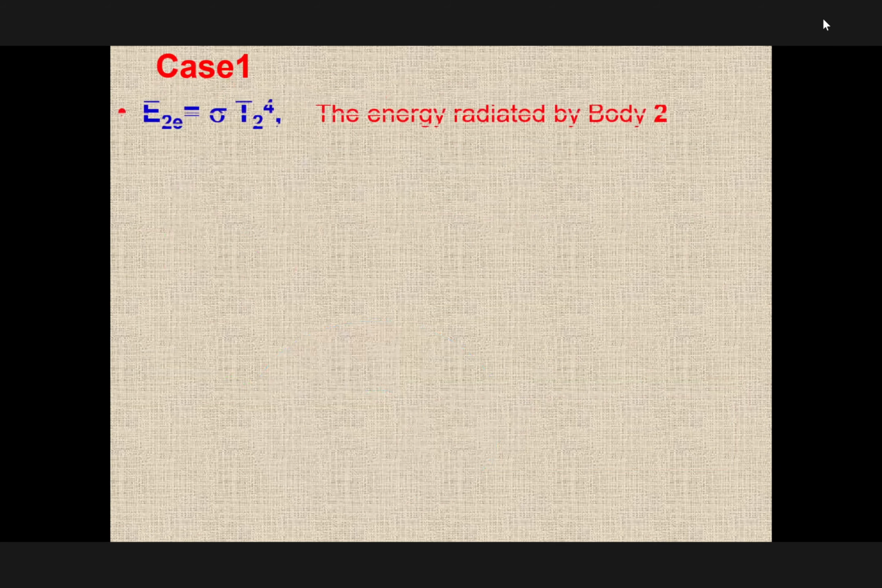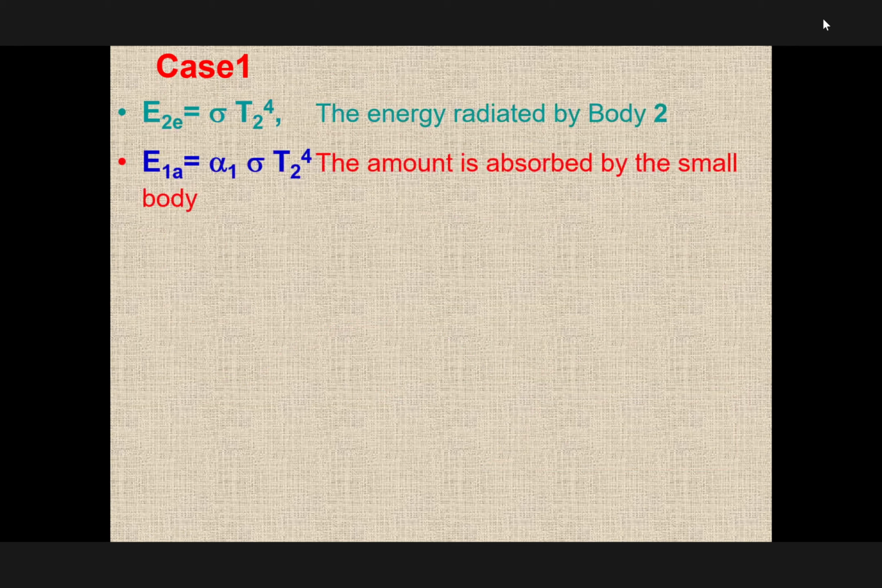I mentioned the amount of energy that leaves surface 2, and we mentioned black body is equal to sigma T to the power 4. Okay, this is the amount of energy because this is a black surface, the emissivity is equal to 1. And then we mentioned energy is absorbed by surface 1. Therefore, this energy leaves surface 1, but only a portion of that will be absorbed by surface 1 because it's not a black body, okay?